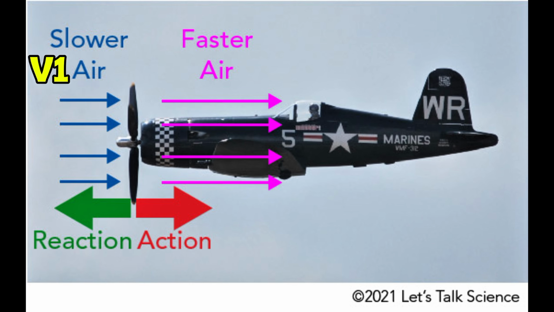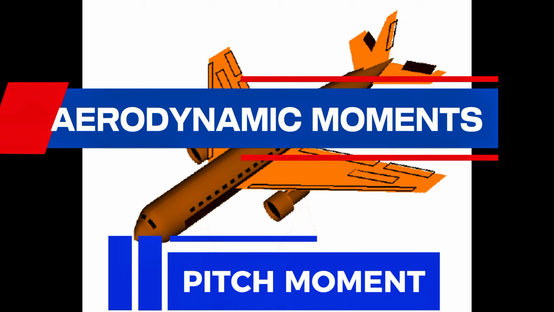In this picture, you see the slower air side and you see the faster air side. The slower air side is the ambient air being sucked by the engine, and the faster air side, which is V2, is due to change in velocity by the propeller or the jet engine of the aircraft. Therefore, the action is the force produced by the engine, the jet engine, and the reaction is the thrust that keeps the aircraft going. Aerodynamic moments.